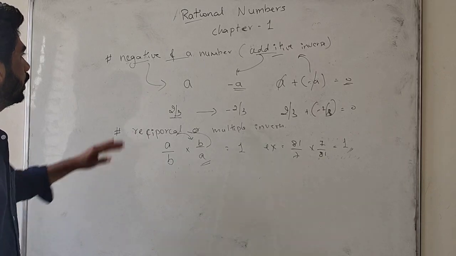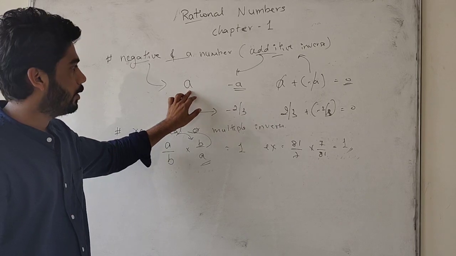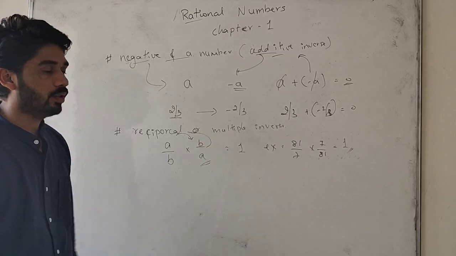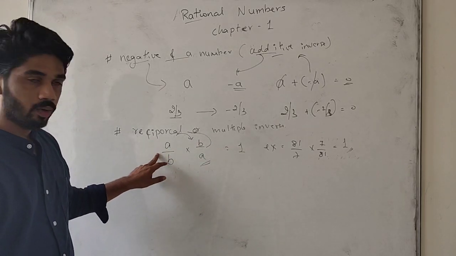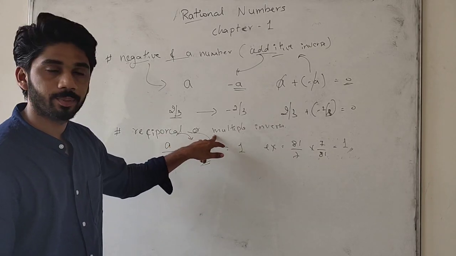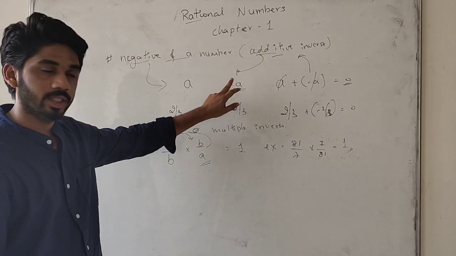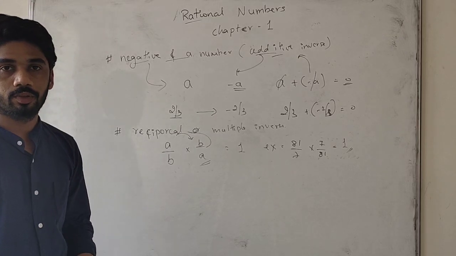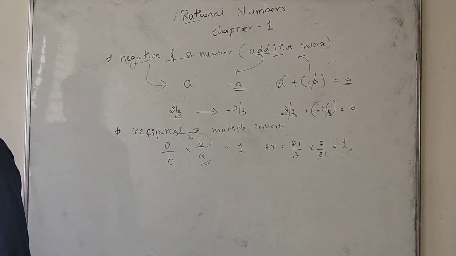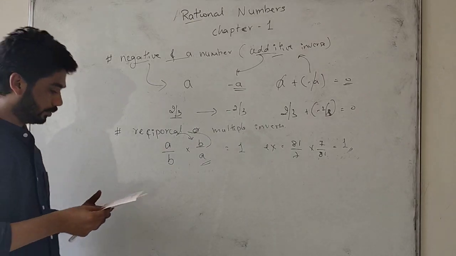One more time I will say, negative of a number means, if we take a number and put a negative sign on it, it is called the negative of a number. Reciprocal or multiplicative inverse means, if we invert a rational number, it is called the reciprocal or multiplicative inverse. Additive inverse means if we change the sign. This is very important to continue further problems. Okay, please note it down.